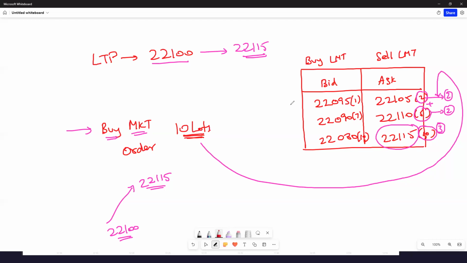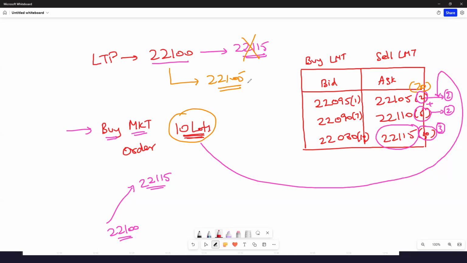How? Let's say the table over here, instead of having 2 lots, has 20 lots. Now what will happen? I am punching only 10 lots. I try to punch 10 lots over here, but already 20 lots is given over here. In that case, my new price will not be 22,115. My new price will be 22,105 only. So here the price action is controlled by the limit orders.